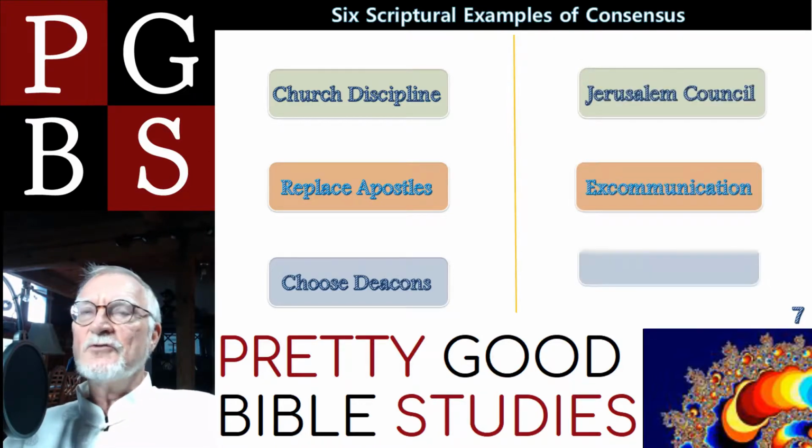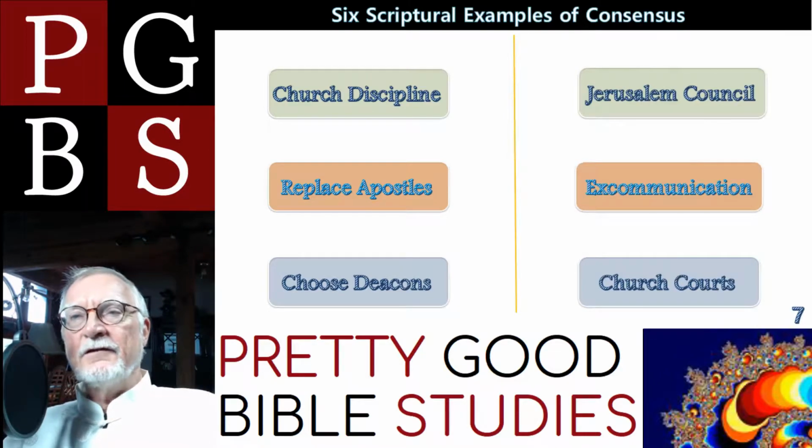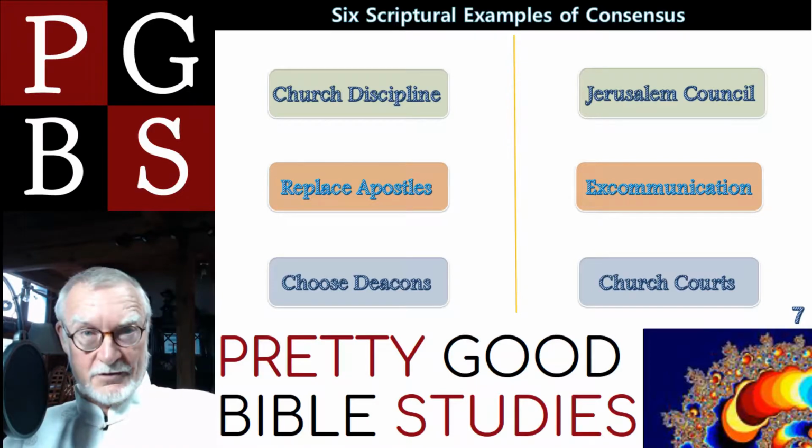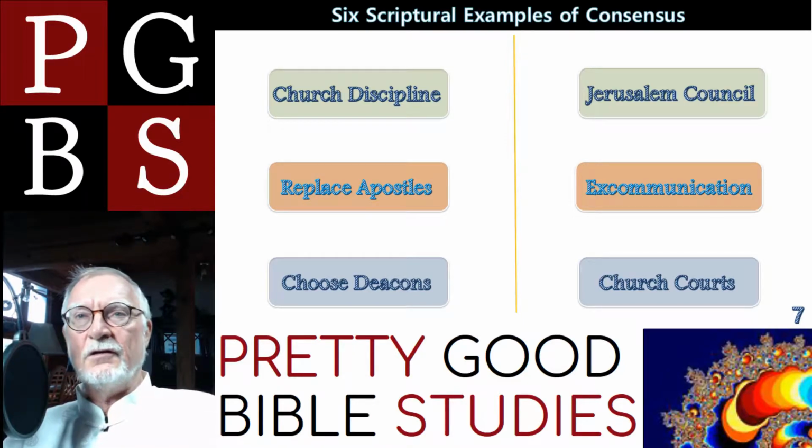Here's the next 3. The Jerusalem Council: how to deal with legalism and how to deal with not offending the legalistic Jews and still maintaining Christian freedom. This was done at the Jerusalem Council, and an extremely important decision. It was done by consensus. Excommunication, which is basically the end of church discipline. That was done by consensus. In church courts, where Paul says that you're to judge matters locally and not in the law courts, making decisions like that was done by consensus.